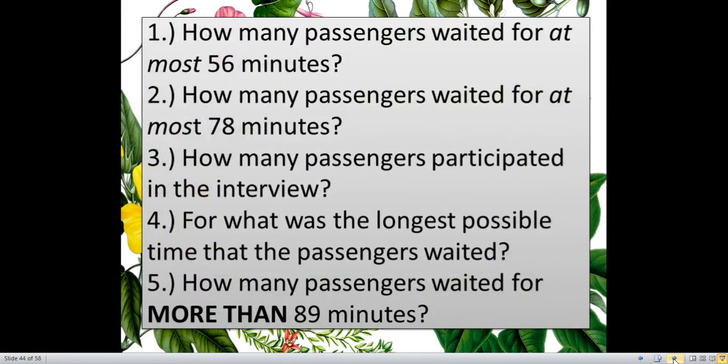Number 1, how many passengers waited for at most 56 minutes? Number 2, how many passengers waited for at most 78 minutes? Number 3, how many passengers participated in the interview? Number 4, what was the longest possible time that the passengers waited? And number 5, how many passengers waited for more than 89 minutes?